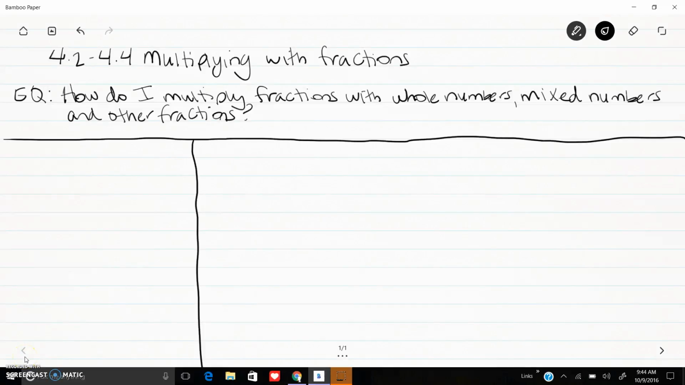Alright guys, so we're moving on to multiplying with fractions. Sorry, I didn't get this up over the weekend. It's been a crazy weekend for Miss Fernley.